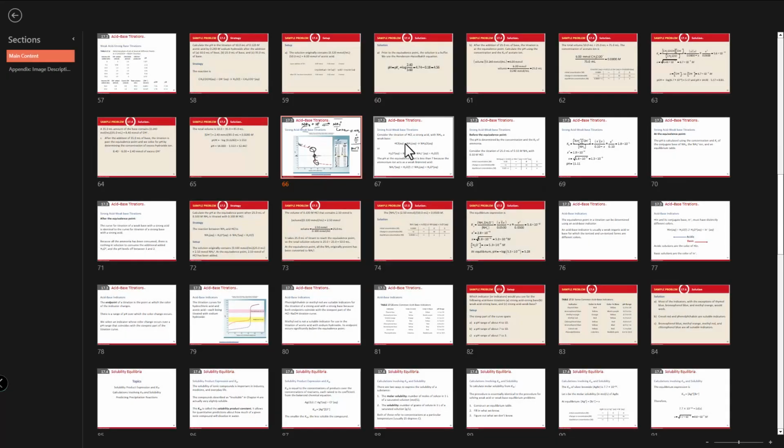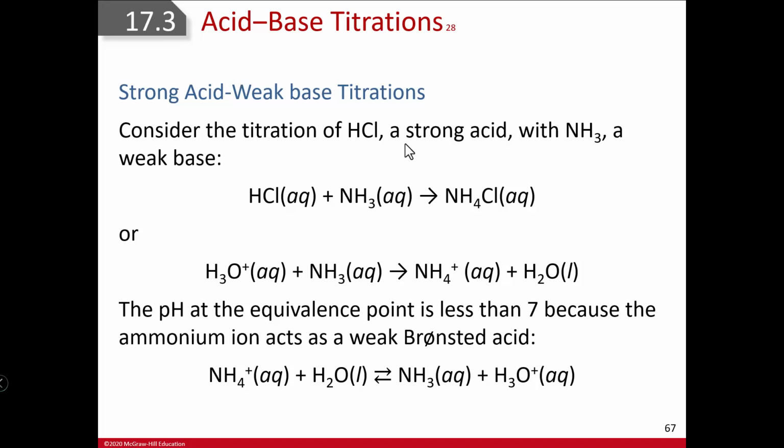All right, so let's see what's going on here. Okay, so our next slide, that's what they chose, and I just lucked out. So again, it's a strong acid with a weak base. It forms this compound. Notice I didn't put the chloride ion in my reaction because it's a spectator ion.